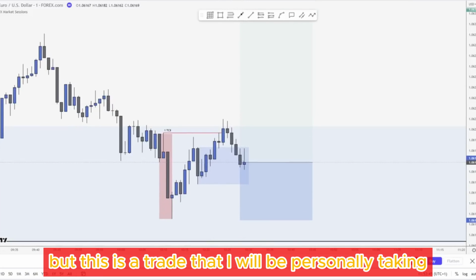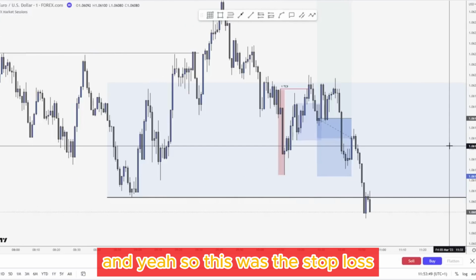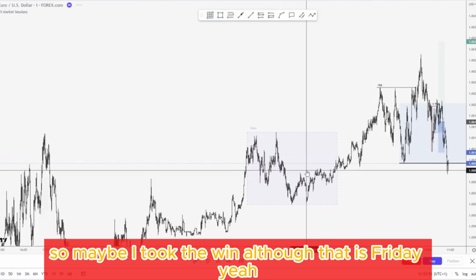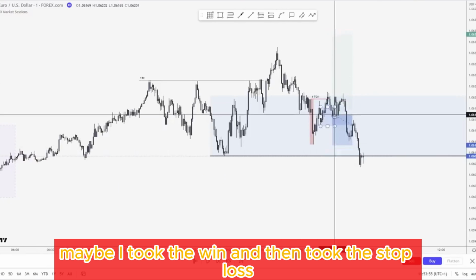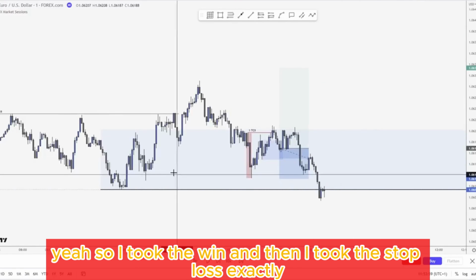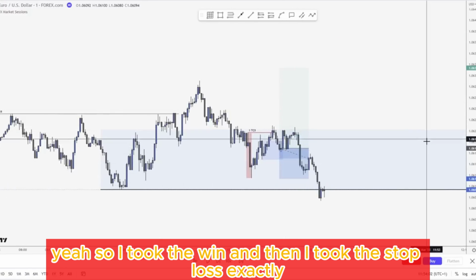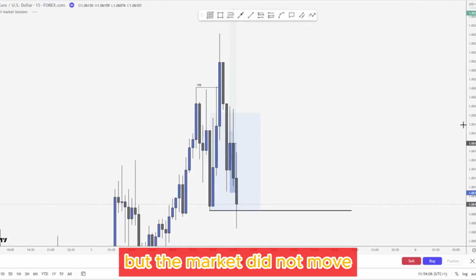Hey, but this is a trade that I will be personally taking. And yeah, so this was the stop loss. So maybe I took the win. Oh no, that is Friday. Yeah, maybe I took the win and then took the stop loss. Probably that is the case because I remember there was a stop loss right there. Yeah. So I took the win and then I took the stop loss. Exactly. So again, valid trade, but the market did not move.